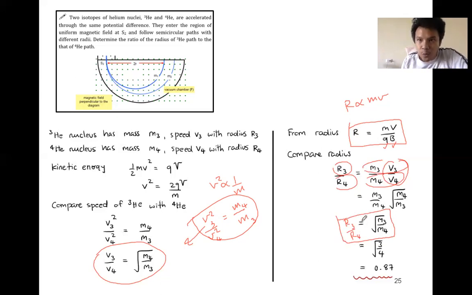And this is the use of a mass spectrometer to differentiate or to separate these two isotopes from each other through the different radius of the motion. Okay, so if we say that R3 and R4 have the ratio of 0.87, we can see the path of helium-3 like this, and we can see the path of helium-4 here.